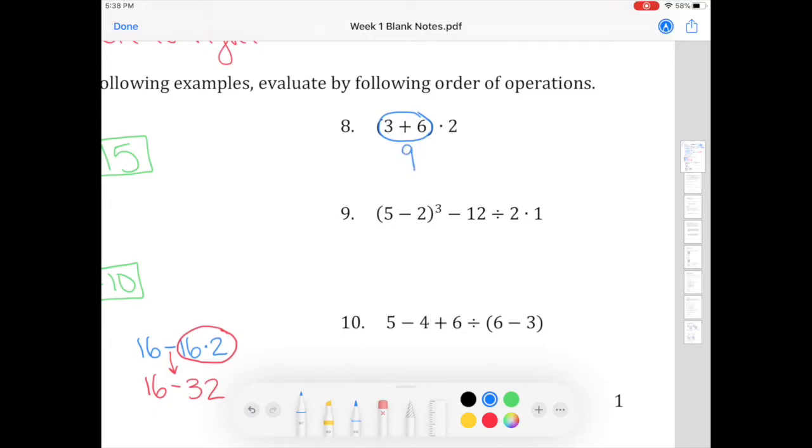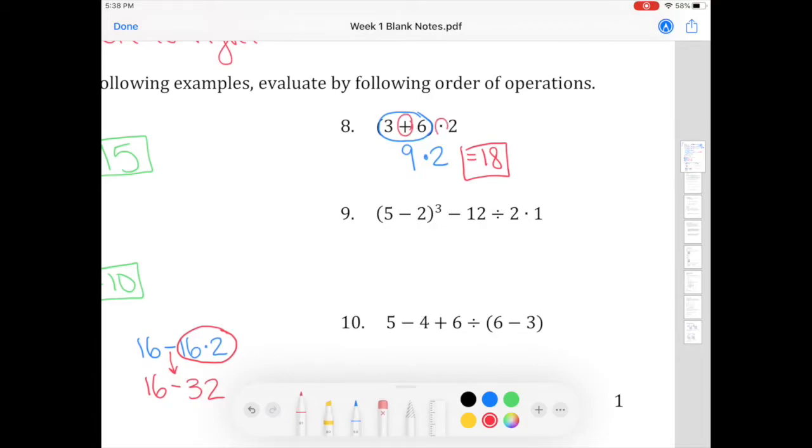Okay, moving on up to number 8. First thing I look for is parentheses, and I have some. 3 plus 6 is in parentheses. That gets me 9. And then the times 2 comes down. This is kind of an easy one. All you're left with now is multiplication. So you multiply those together and you get 18.